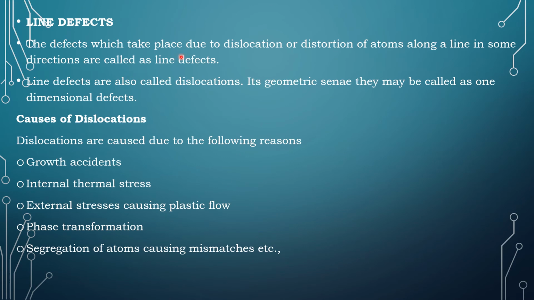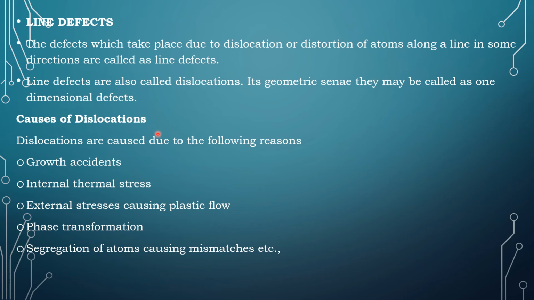The defects which take place due to the dislocation or distortion of atoms along a line in some direction are called line defects. So here the dislocation takes place along a single line, it can be in any direction. So line defects are also called dislocations. It's a geometric defect that may be called a one-dimensional defect.